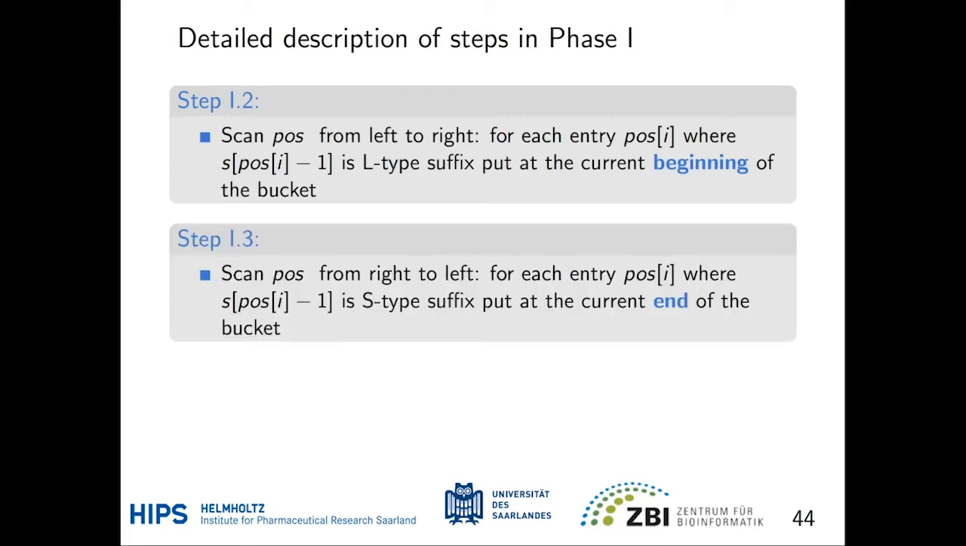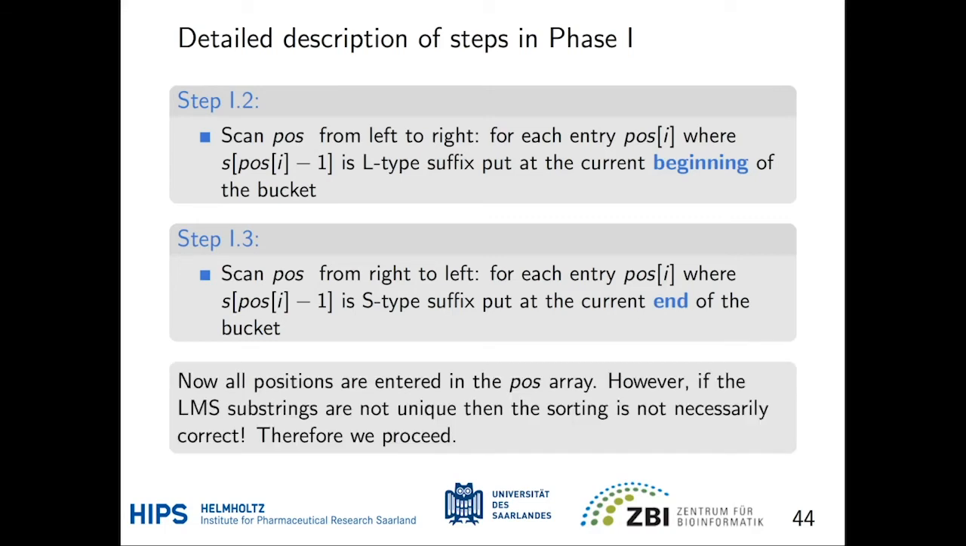In step 3, we scan the suffix array from right to left, in the backwards direction, and if the suffix starting at the position to the left of the stored position at the index i is an S-type suffix, then we put it to the current end of the corresponding bucket, exactly as we did in phase 2. And one can show that after this procedure, all the LMS substrings are sorted correctly.